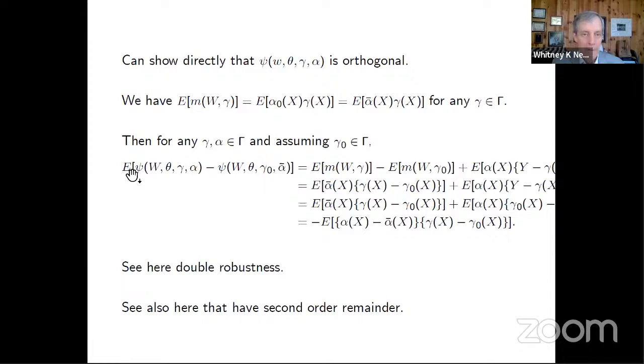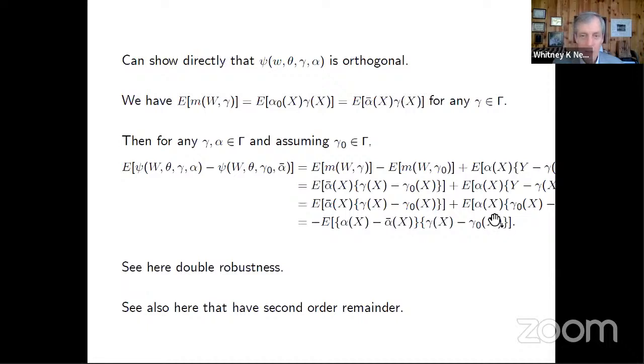And then we compare the expectation of this orthogonal moment function at any theta, at any gamma and any alpha, with the same thing at gamma naught and alpha naught. It turns out, and to save time, I won't go through each step here, that what you get for this difference is minus the expectation of the product of alpha minus alpha bar and gamma minus gamma naught. So in particular, you can see that the difference of the expected value of the orthogonal moment function at the false gamma and alpha with the true gamma and alpha is quadratic. And notice that if either gamma is equal to gamma naught or alpha is equal to alpha naught, it's zero. Okay, and so that's where the double robustness shows up.